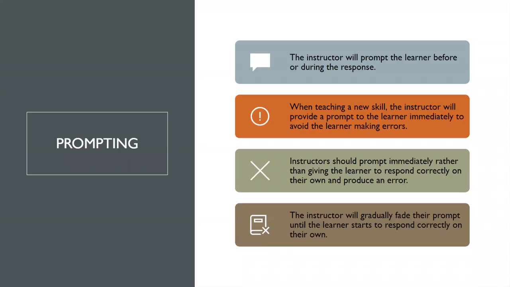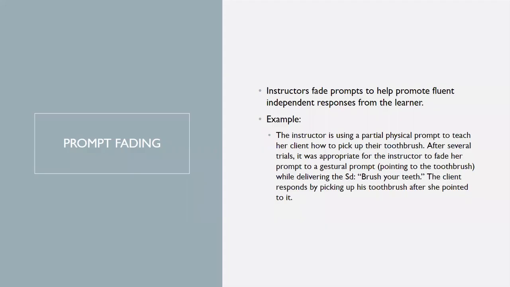When prompting a learner, the RBT will prompt the learner before or during the response to promote the correct response. When teaching a new skill, the RBT will provide a prompt to the learner immediately to avoid the learner making errors. RBT should prompt immediately rather than giving the learner the chance to respond correctly on their own and produce an error. The RBT will gradually fade their prompt until the learner starts to respond correctly on their own. When fading prompts, this helps promote fluent and independent responses from the learner.